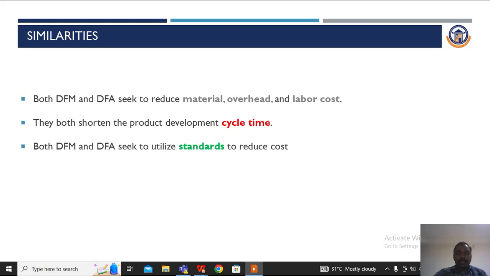Both design for manufacture and assembly seek to reduce the material, overhead, and labor cost of a product, and they both shorten the product cycle time. Both also seek to utilize standardization to reduce the number of components. So these are the three basic similarities between design for manufacture and design for assembly.